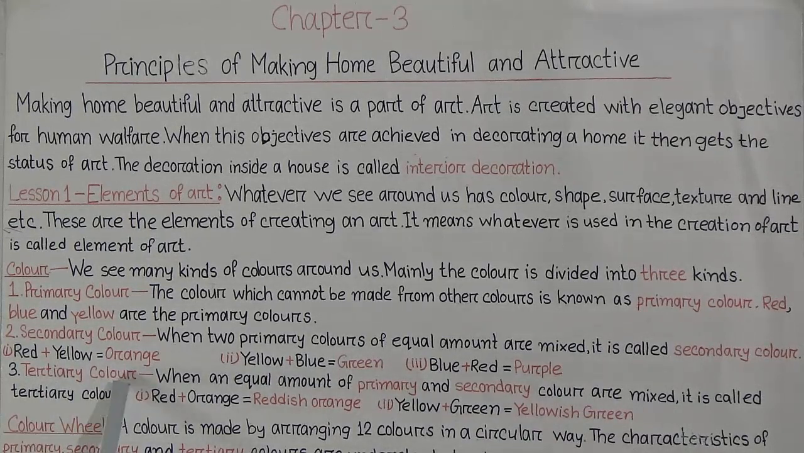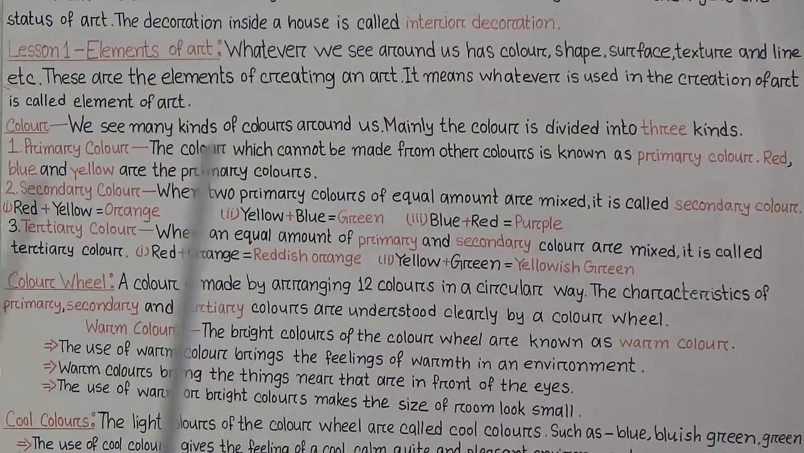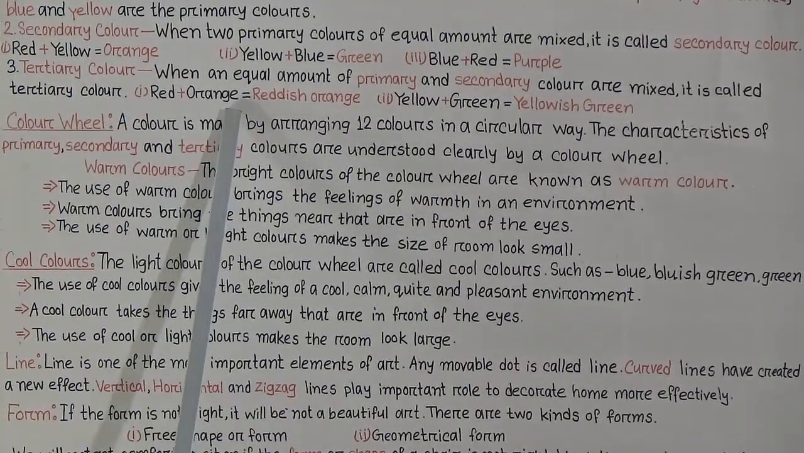Now, tertiary color. When an equal amount of primary and secondary color are mixed, it is called tertiary color. It means when we mix primary color and secondary color, it will be tertiary color. Red plus orange will make reddish orange. Yellow plus green will make yellowish green. If I ask you reddish orange, which colors make it? The answer will be red plus orange.